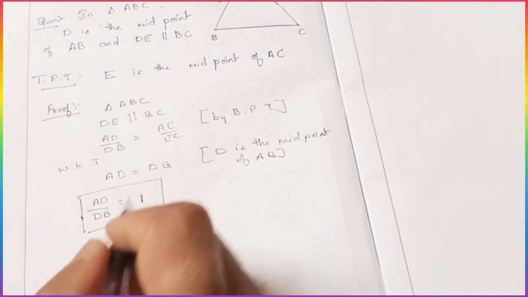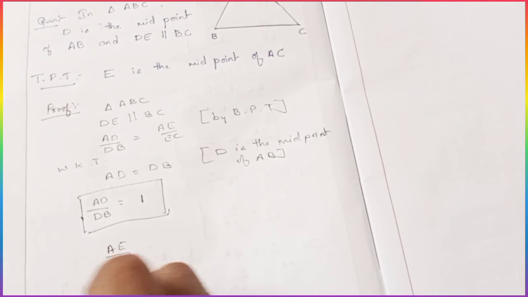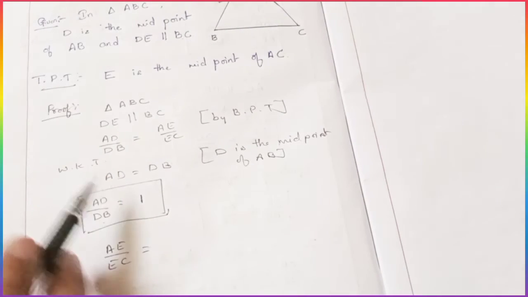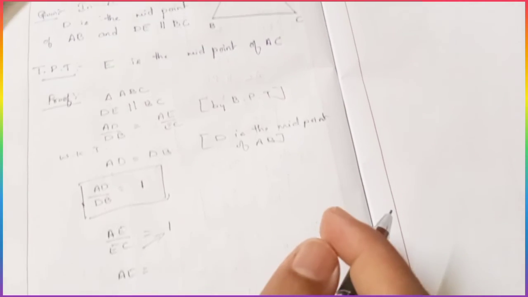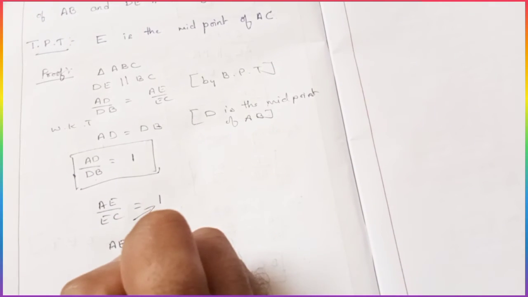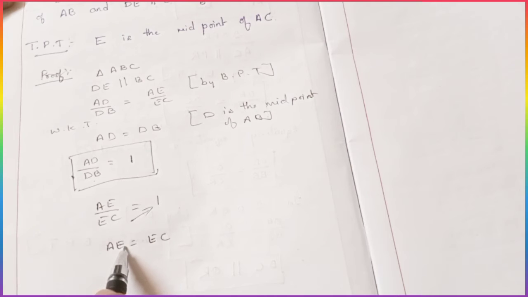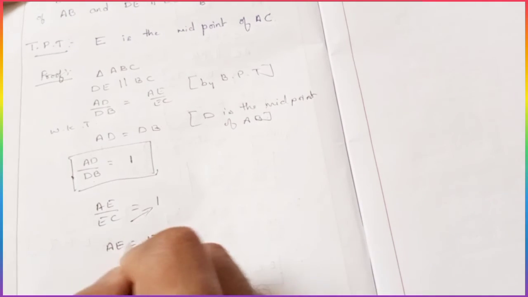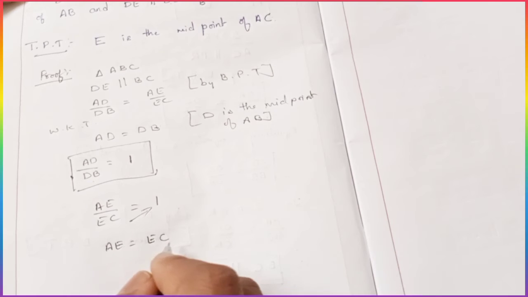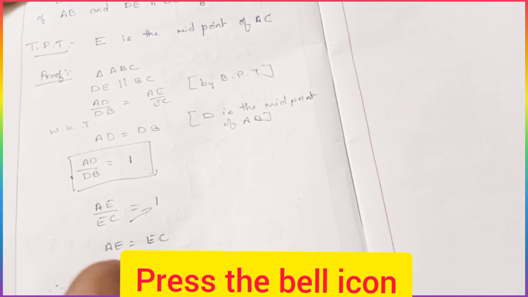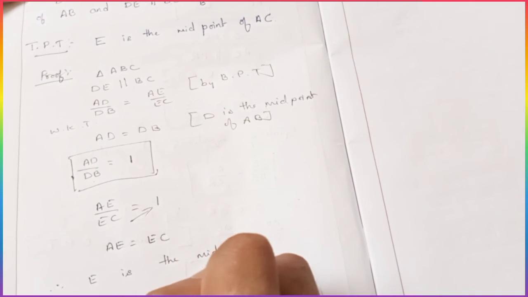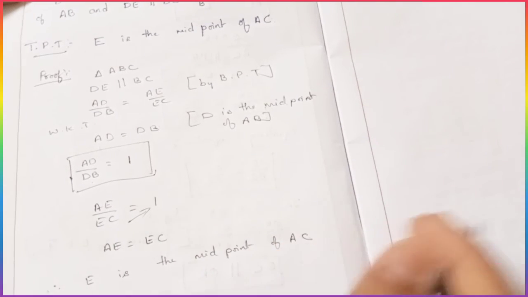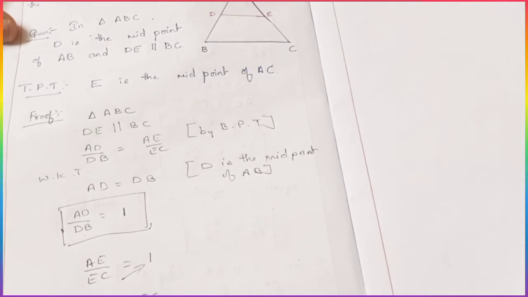Now I am going to substitute this value of AD by DB in the equation which I have written here. First I will write AE by EC, which is equal to, instead of AD by DB, I can write 1. So I will cross multiply EC to the other side of the equals: AE is equal to EC. So the length of AE is equal to the length of EC. If these two lengths are equal, therefore E is the midpoint of AC.